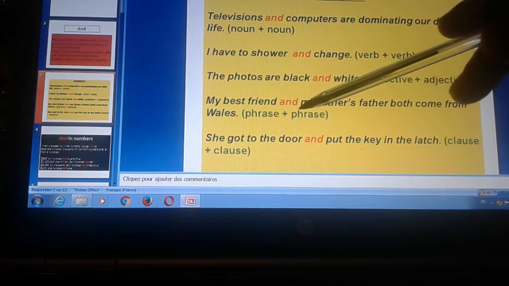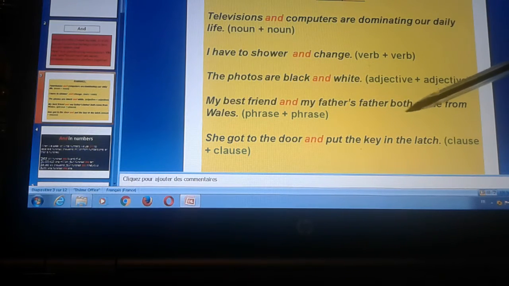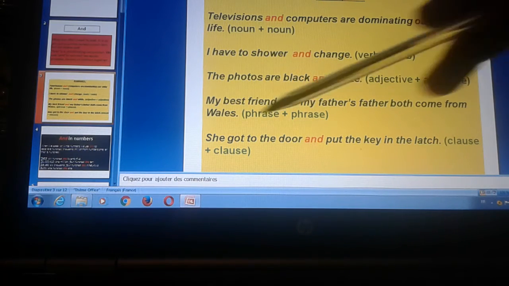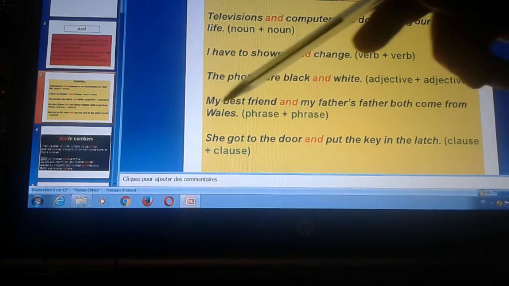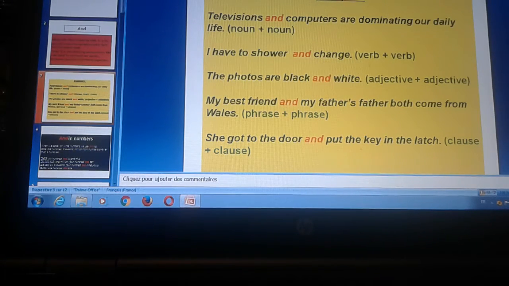My best friend and my father's father both come from Wales. So Wales is a country near England. Anyways, here we have phrase plus phrase. So and connects two phrases. The first one is my best friend, and the second one is my friend's father.